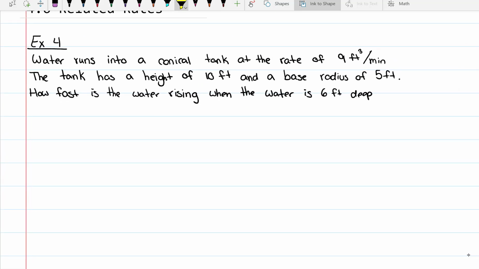So first, let's start highlighting some important information that we think we're going to need. Water runs into a conical tank at a rate of 9 cubic feet per minute. So this is our volume, so this is going to be dV/dt. The tank has a height of 10 and a base radius of 5. Right away we know that h equals 10 and r is going to equal 5. And then how fast is the water rising when it's 6 feet deep?